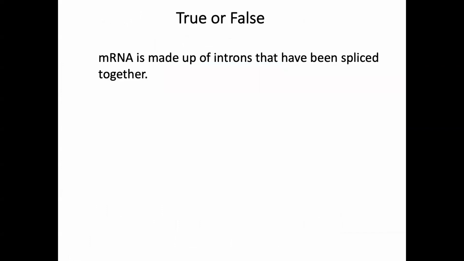Okay, lastly, let's go over some practice questions. Let's see the first one. True or false: mRNA is made of introns that have been spliced together. You may say, oh, I know this one. This is false because it should be exons, not introns, right?